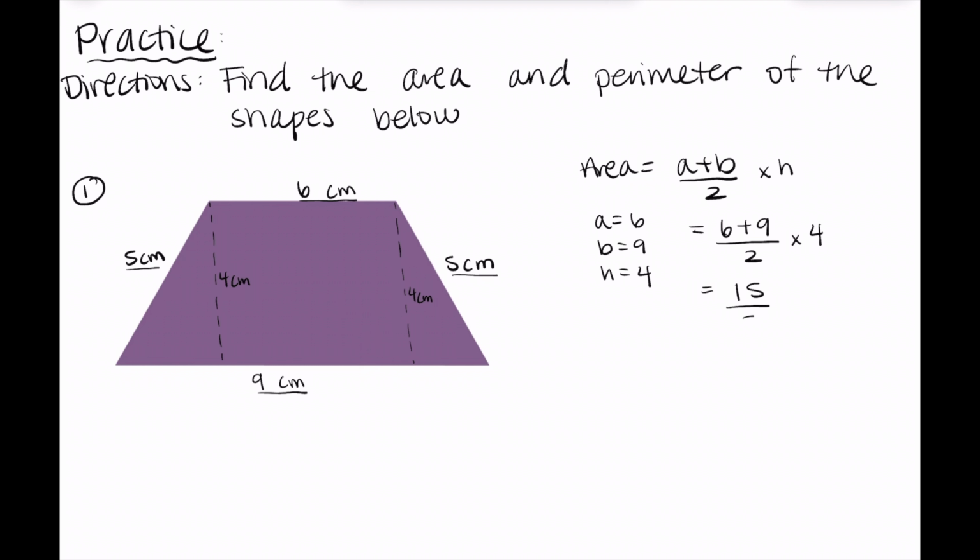We know 6 plus 9 is 15, so 15 over 2 times 4. That 4 will put it over 1 because we're multiplying a fraction by a number. When we cross cancel, it ends up being 15 times 2 divided by 1, and we know that 15 times 2 is 30. Anything divided by 1 just stays the same. So our area for this trapezoid would be 30 centimeters squared.